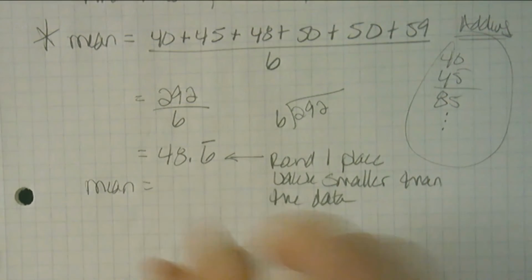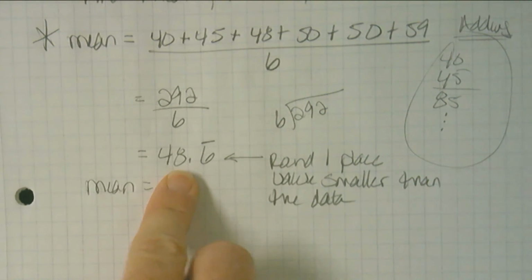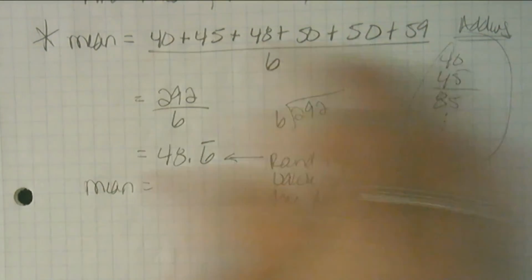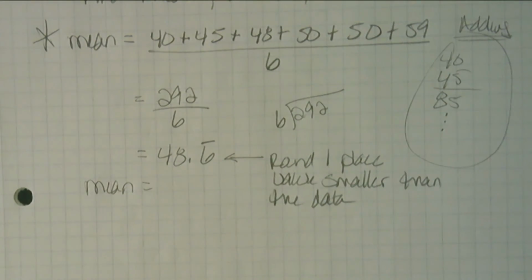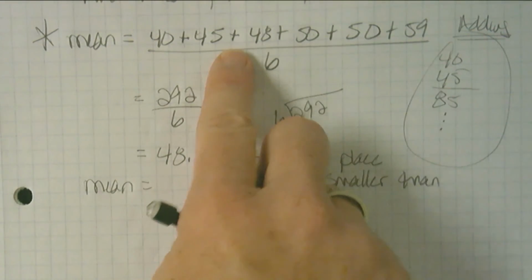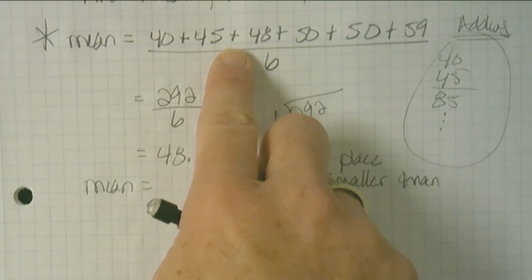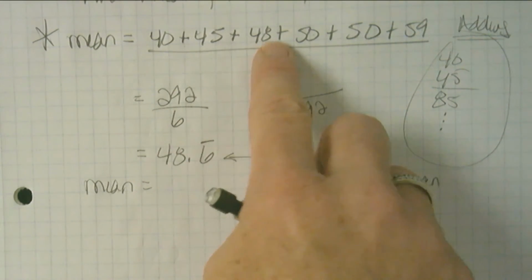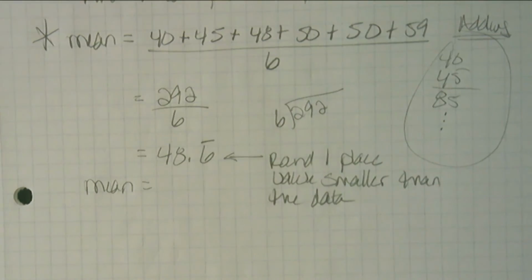So if I rounded this 48.666666, what would be my mean then? If I round it one place value smaller than the data, what would be my mean? Romano? One place value smaller than the data. So what is the place value all this data is going out to? Not the tens. Come on. What's the 5 in? What's the 0 in? What's the 8 in? The ones. So what's one place value lower than ones? No, there's no zeros. Tenths.